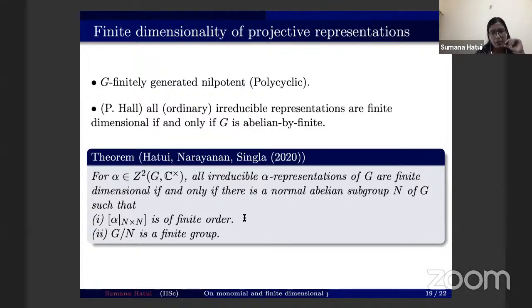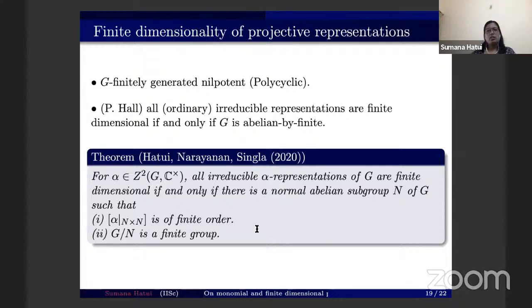Okay, so we proved that if you take an alpha, then all irreducible alpha representations of G are finite dimensional if and only if there is a normal abelian subgroup N such that G mod N is a finite group. So you need the condition that G is abelian by finite, but another condition you need is that alpha restricted on N cross N has to be of finite order. So this result is also true for polycyclic groups.